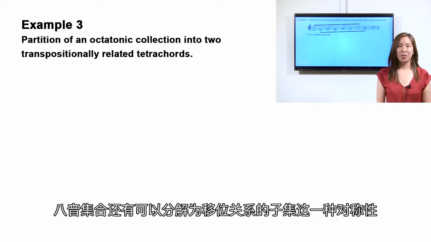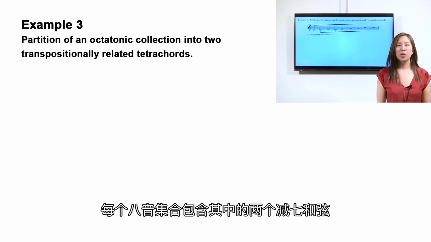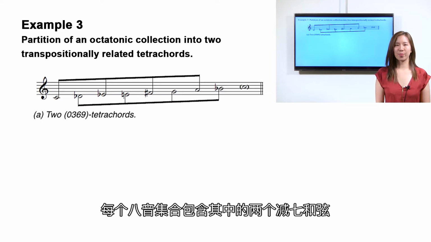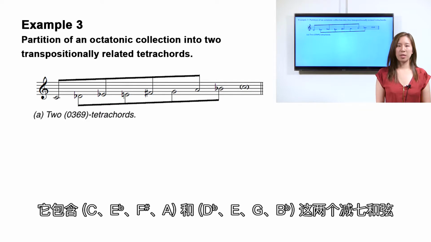The symmetry of the octatonic collection can also be demonstrated by its decomposition into transpositionally related subsets. For example, each octatonic collection consists of 2 of the 3 diminished 7th chords available in a 12-tone scale. In the case of Oct. 0-1, it comprises 2 of the diminished 7th chords, C, E flat, F sharp, A, and D flat, E, G, and B flat.